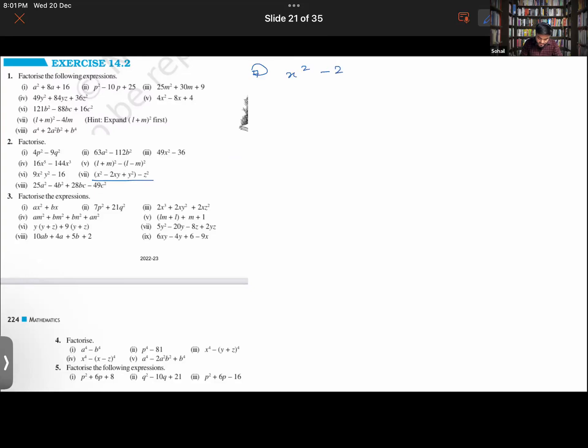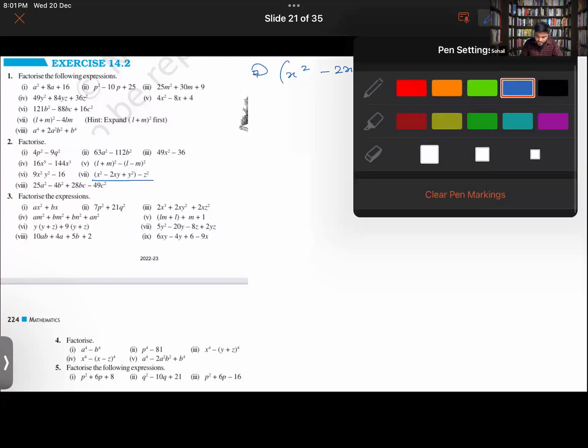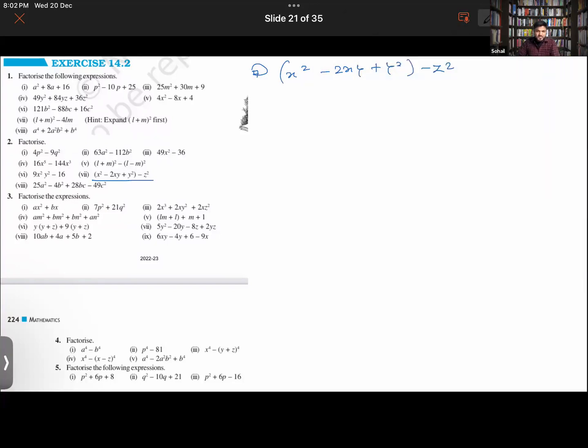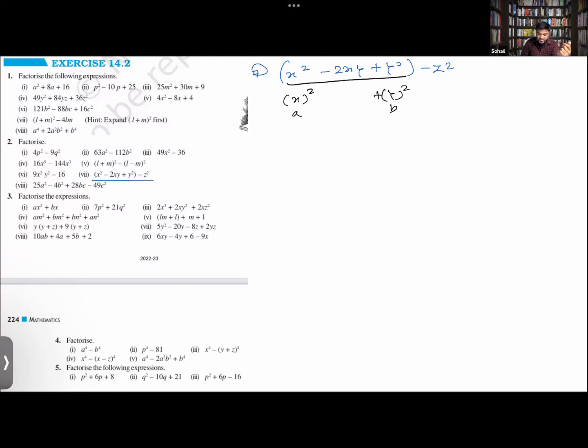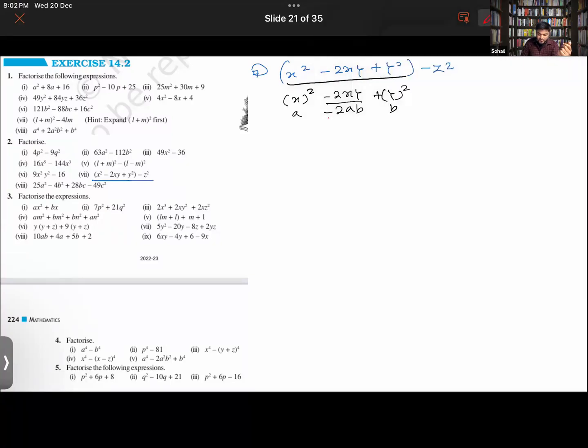x square minus 2xy plus y square minus z square. Okay. So first of all, look at the terms given in the bracket. Okay, we look at the terms given in the bracket. So see, is this actually not like this, that we can write it as x whole square, this is y whole square, and this is 2ab, basically a and b, and this term is minus 2ab, meaning minus 2xy, right?